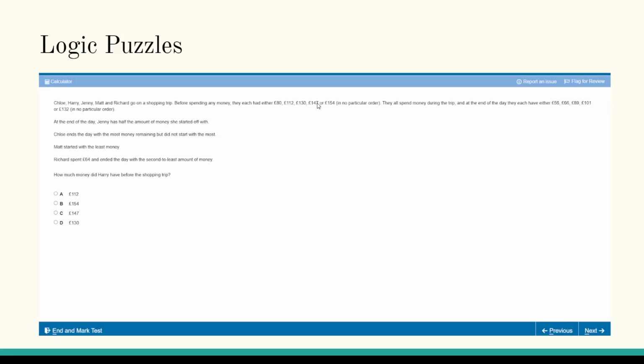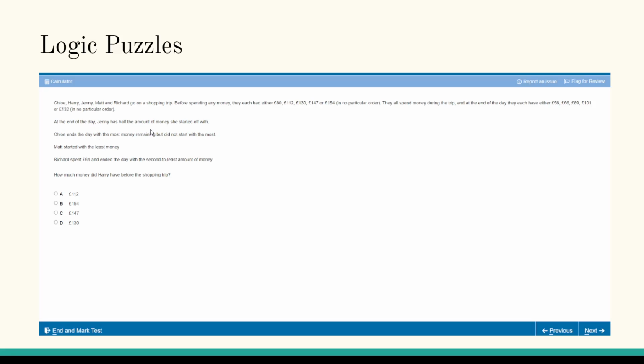147 over 2 will give us a decimal, and 154 would get us 77, so there aren't any options for those. So we now know that Jenny started with 112. And so we move on to Chloe.